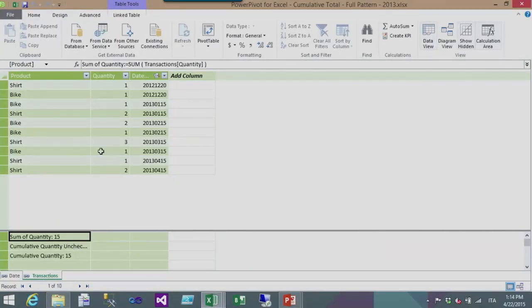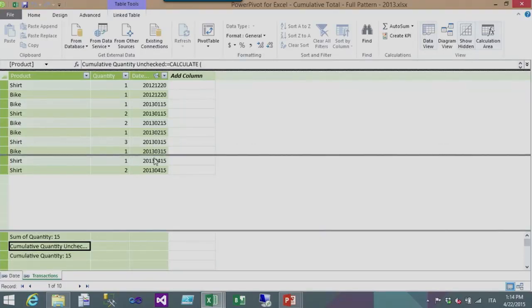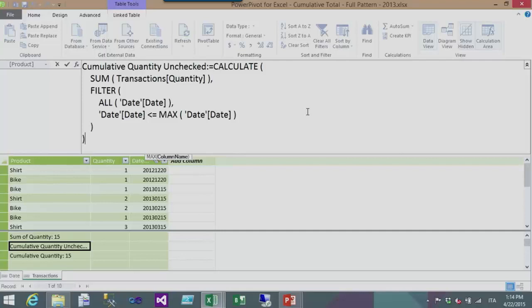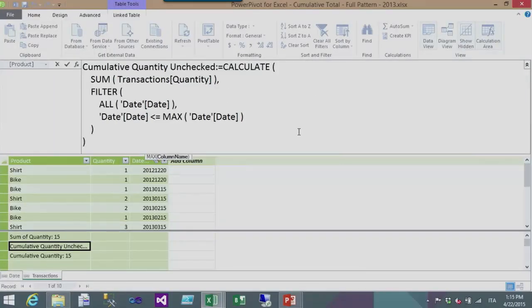Actually, it is not so difficult, because the formula is the following. Fundamentally, we sum the quantity, which is this DAX formula, and we apply a filter where we want to include all the dates that are less than or equal to the maximum date of the current selection. So if you are selecting 1 month, the maximum value is the last day of the month. By applying this filter, you get all the days since the beginning of my history.